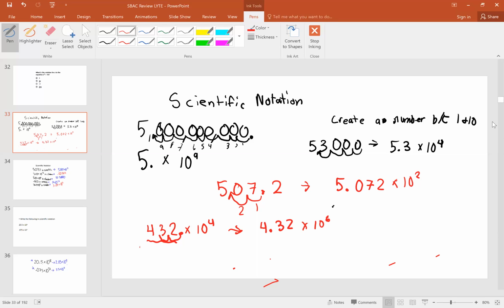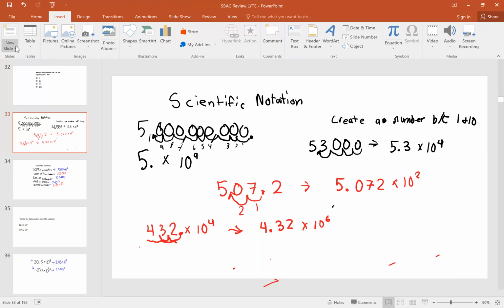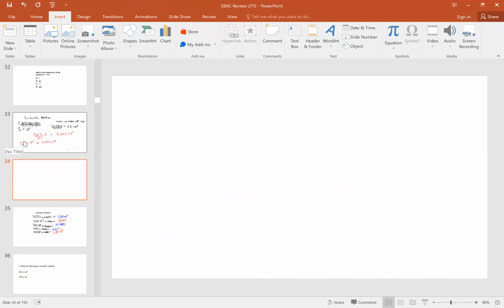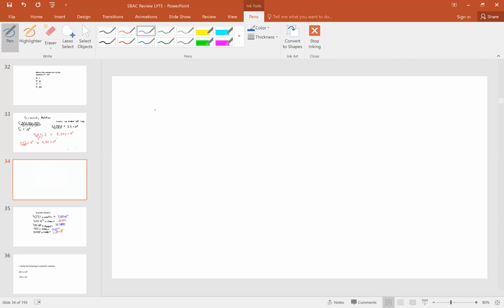Now, scientific notation can also go from big to small. Or sorry, I can also be dealing with really small numbers, right? So if I have 0.00045, I can write this in scientific notation, all right? I just want to have a number, once again, between 1 and 10.